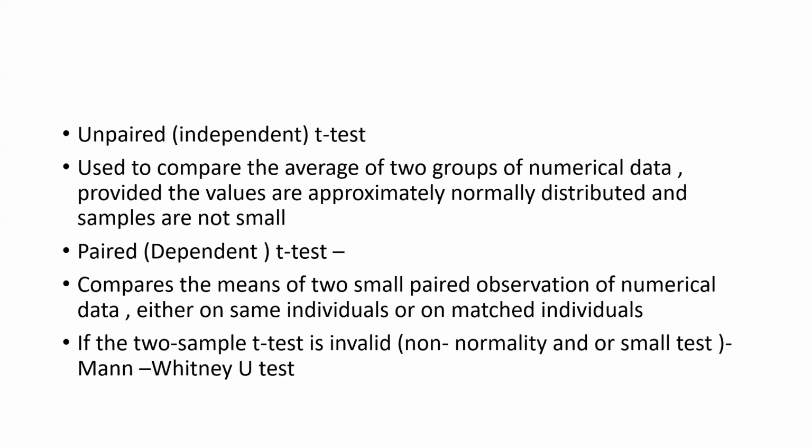The unpaired t-test is used to compare the average of two groups of numerical data provided that values are appropriately normally distributed and samples are not small. Paired t-tests compare the means of two small paired observations of numerical data, either on the same individual or on matched individuals. If two-sample t-tests are invalid, that means Mann-Whitney U-test.